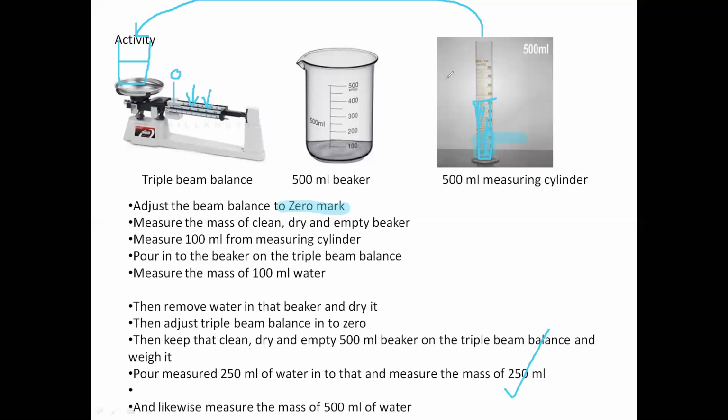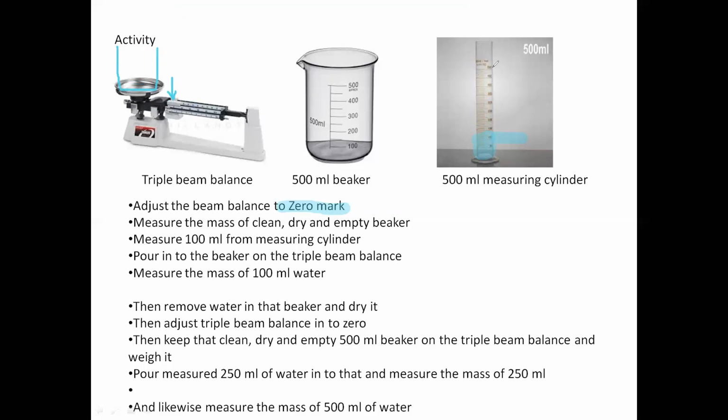Again, what you have to do is, you have to remove that water from there. And then you have to remove the beaker also from there, and you have to clean that beaker and dry it up thoroughly. And you have to make the triple beam balance 0. And then you have to keep this 500 milliliter empty, clean, dry beaker on this triple beam balance again.